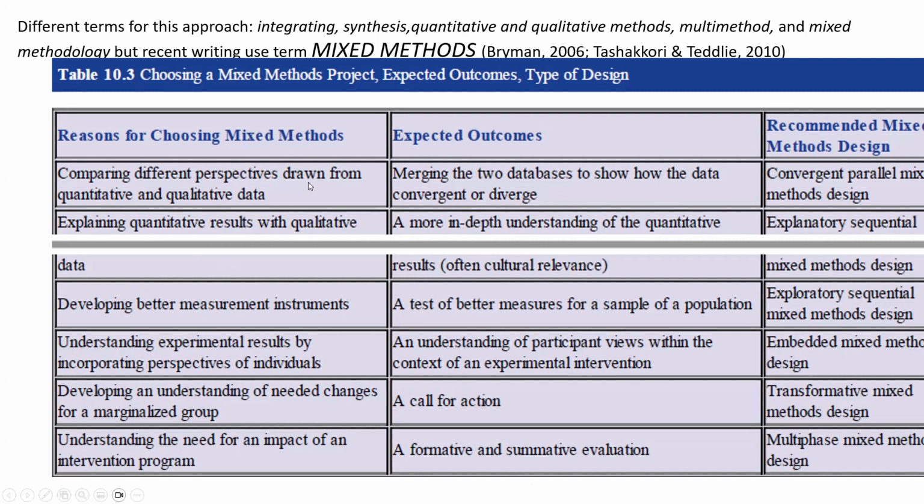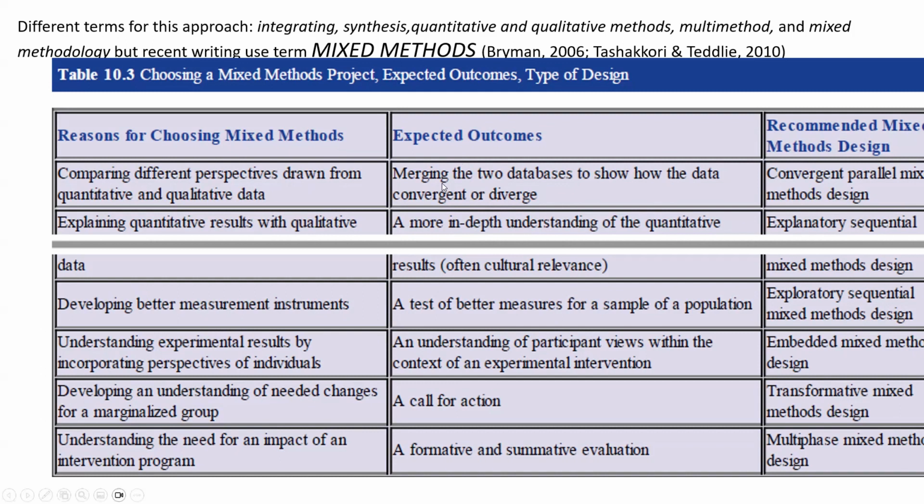I'm just showing you in a tabular form. Here you take a different perspective, merging two data sets. For example, how you apply different strategies for different reasons. One reason is to compare different perspectives from quant and qual. So what are the expected outcomes? If your reason is this, what are the expected outcomes for comparing? Merging the two data sets. How do you do that? You merge the two data sets to show how the data converge or diverge. You have a qualitative data set, you have a quantitative data set. Whether they converge or diverge, you will show that.